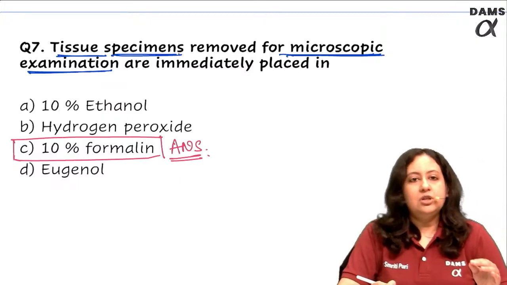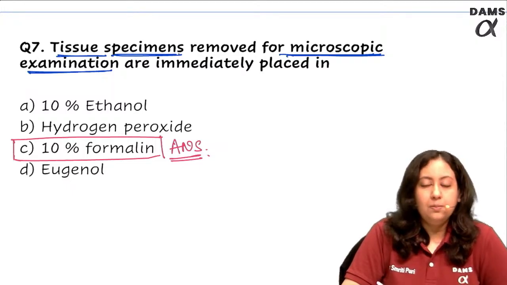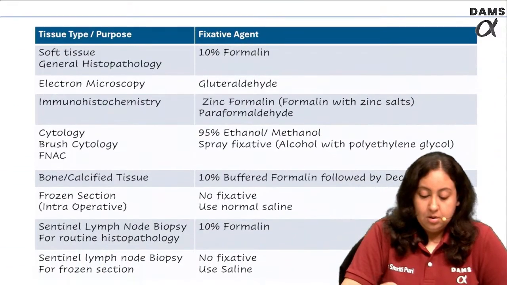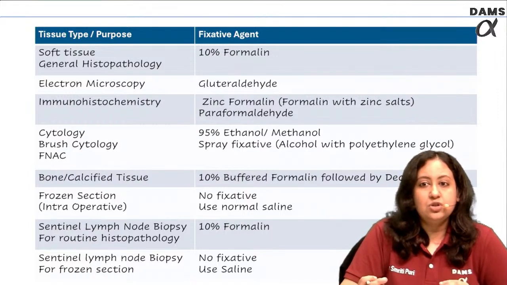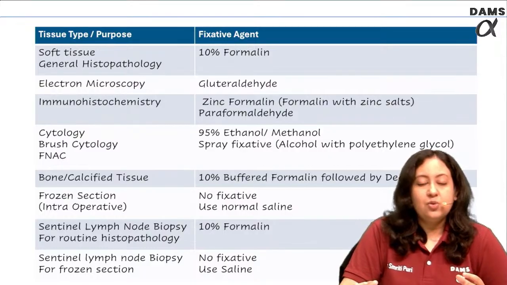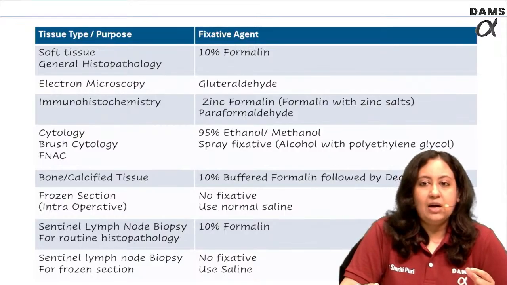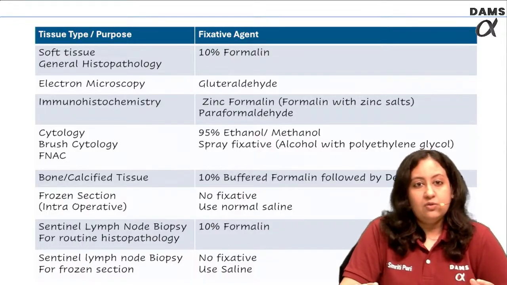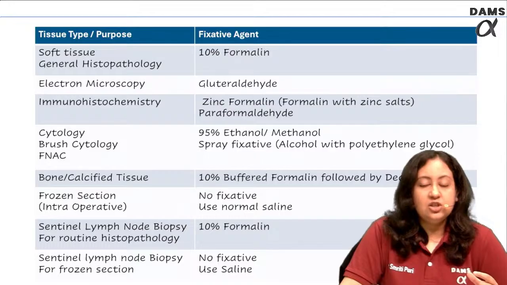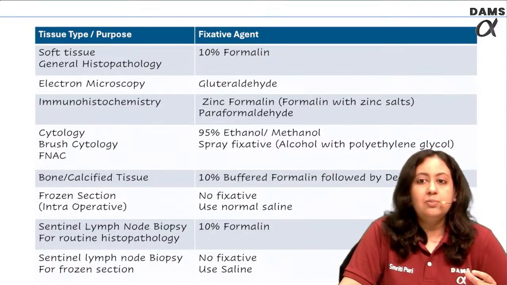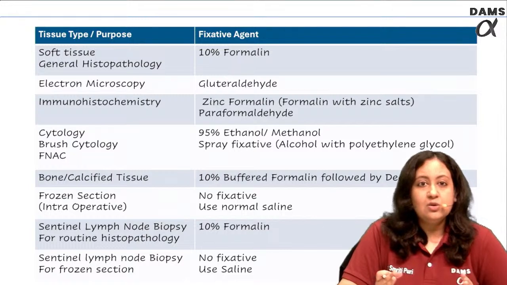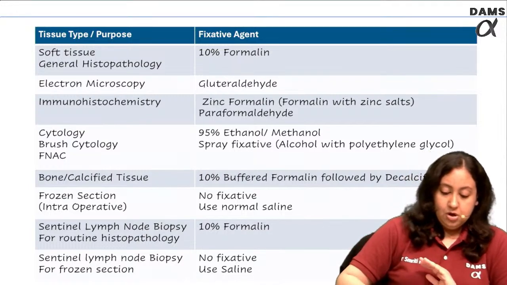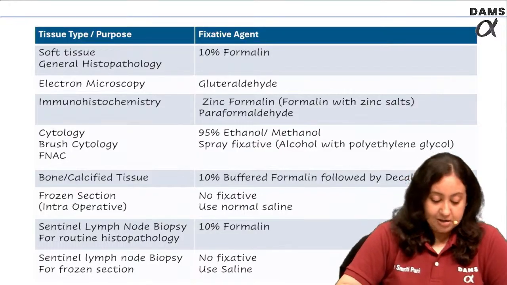Now, whenever a tissue is removed from the patient, the tissue starts undergoing autolysis and bacterial attacks. So to prevent all of this, we use certain agents or place the specimen in certain materials known as fixative agents. What do these fixative agents do? They arrest the process of autolysis and bacterial attacks. Now, in different scenarios, the fixative agents are different. Here is a table. You can take a screenshot of this, or you can come back to this later. We will see one by one.